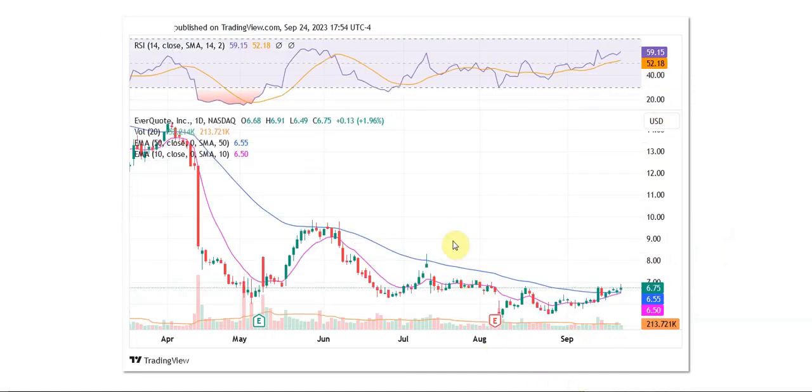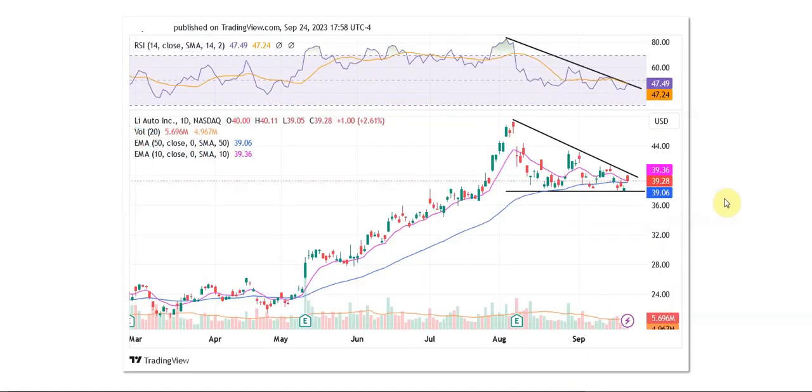COR. Next, EverQuote, EVER. Same thing. All you have to do is wait for the moving averages to cross here. I don't know when this originally was a sell. The chart doesn't go back far enough, but it looks like it could cross any day now. We've got the RSI above 50. That's looking good. I wish the volume was a little bit more, but this is something that you might want to look at. EverQuote.